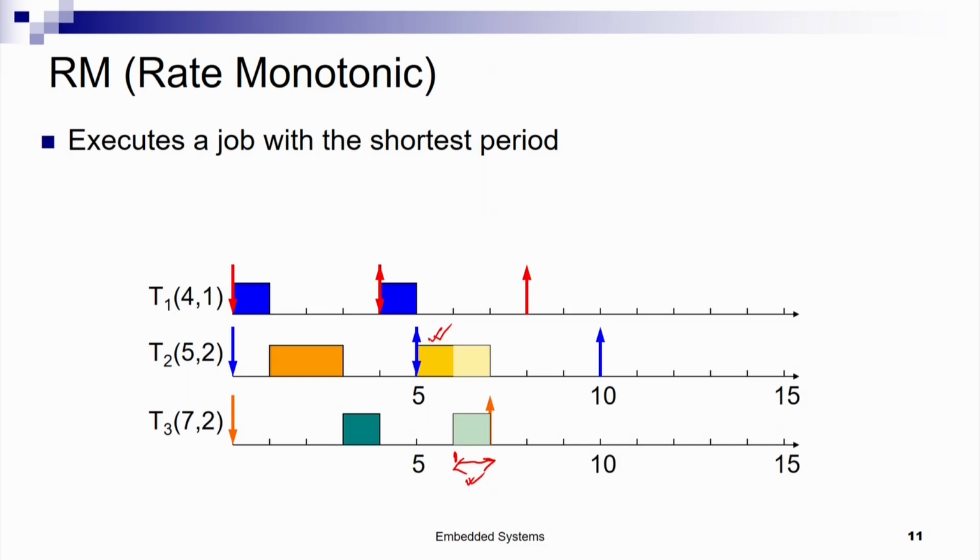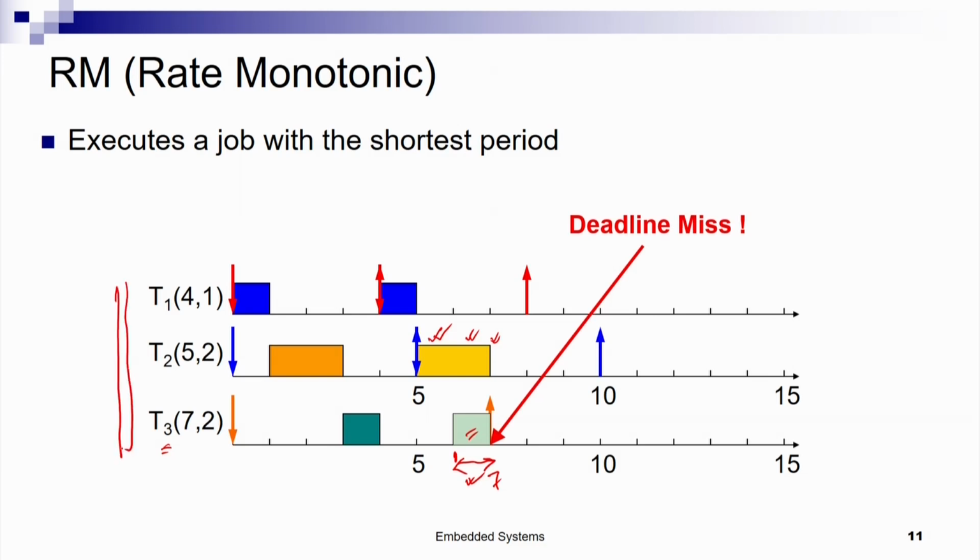However, RM decides the priority only based on period. So, T2 still has higher priority at time 6 and hence T2 completes its execution at time 7. At this point T3 has no more time to complete the execution of its first job and therefore, we have a deadline miss for T3 at time 7. So, the rate monotonic algorithm could not schedule this task set.